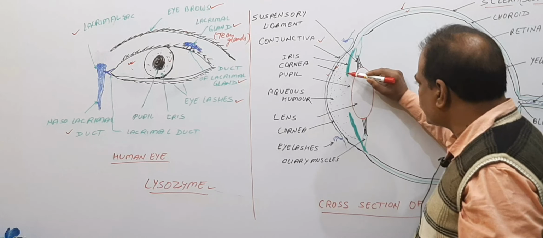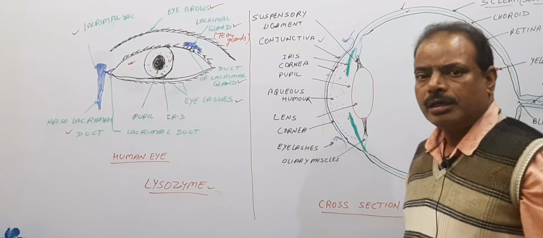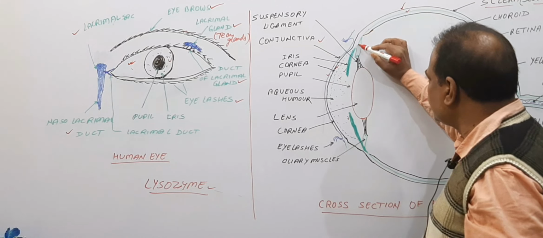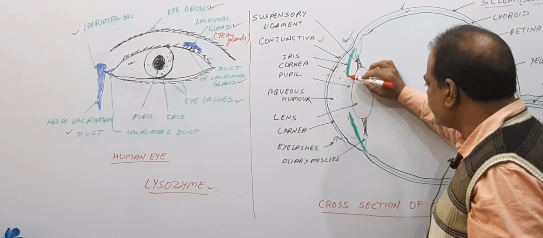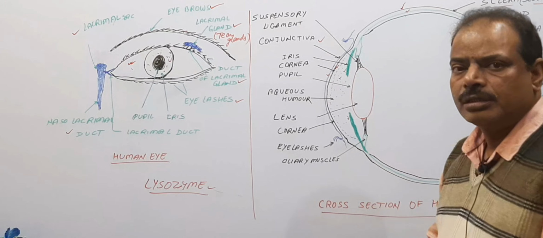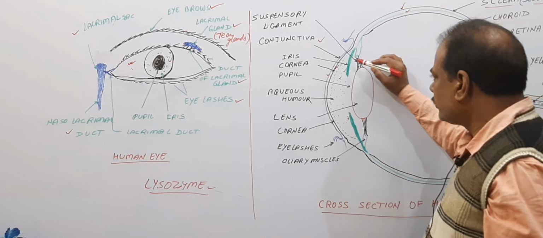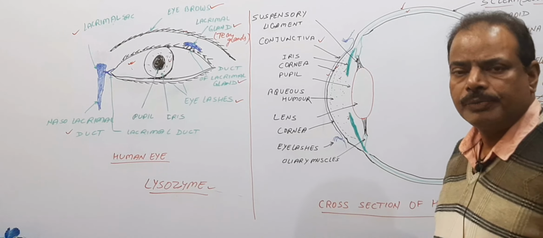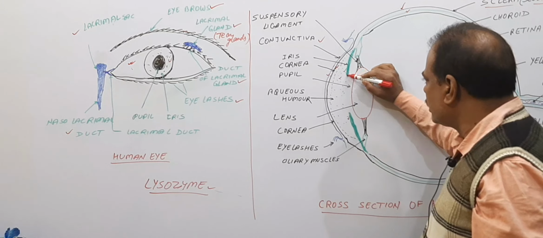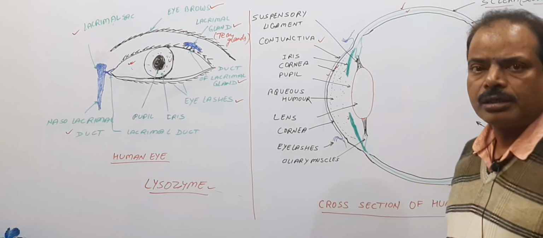After it, here you can see these are the two irises. The iris is the extended part of the choroid. Here this one is the choroid. The choroid expands and it forms the iris. The color of the iris shows the color of our eyes. It may be blue or brown or black. So here these are the two expanded parts of the choroid known as iris.